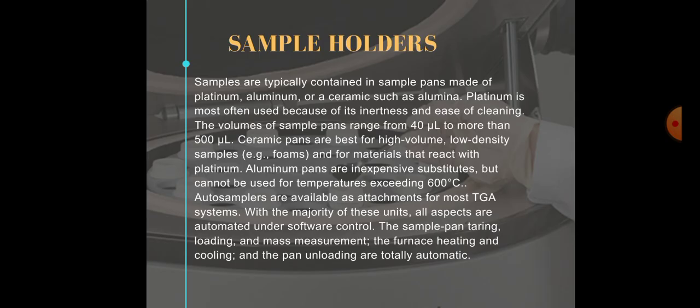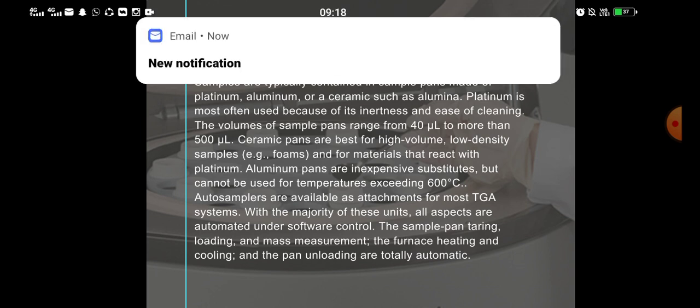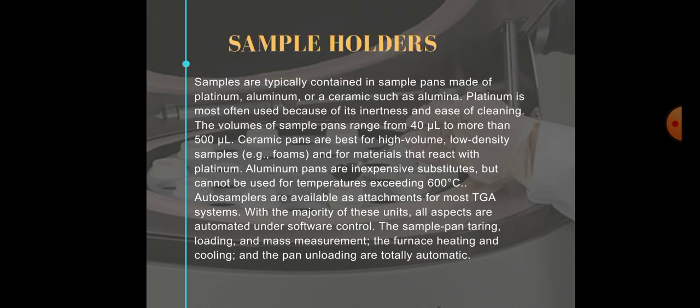Sample holder. Samples are typically contained in sample pans made of platinum, aluminum, or ceramics. Platinum is most often used because of its inertness and ease of cleaning. The volumes of sample pans range from 40 microliters to more than 500 microliters. Ceramic pans are best for high volume, low density samples, e.g., foams, and for materials that react with platinum. Aluminum pans are inexpensive substitutes but cannot be used for temperatures exceeding 600 degrees Celsius.